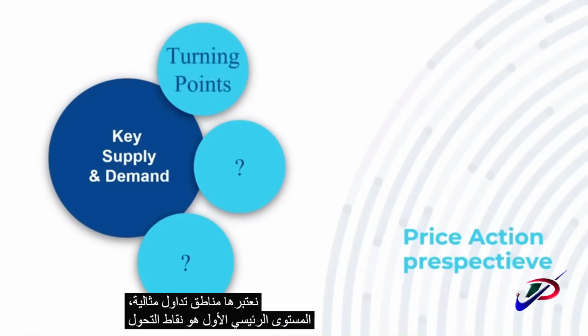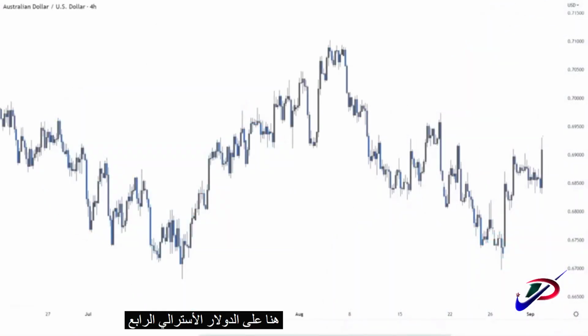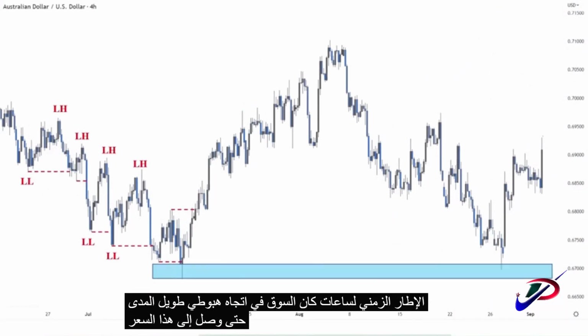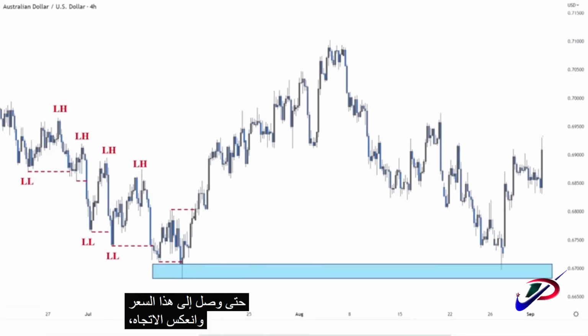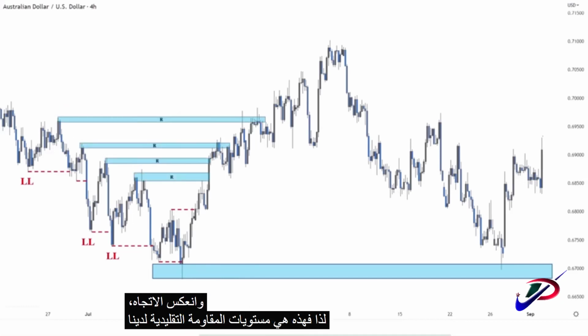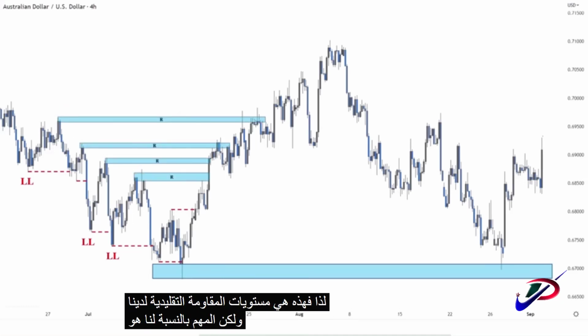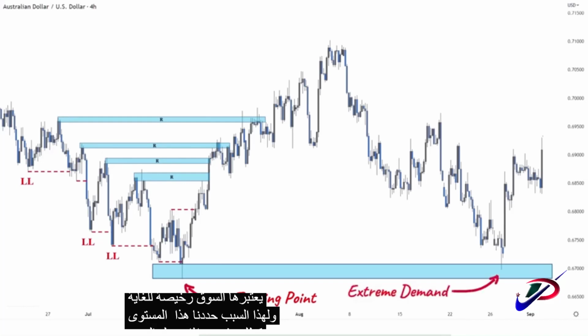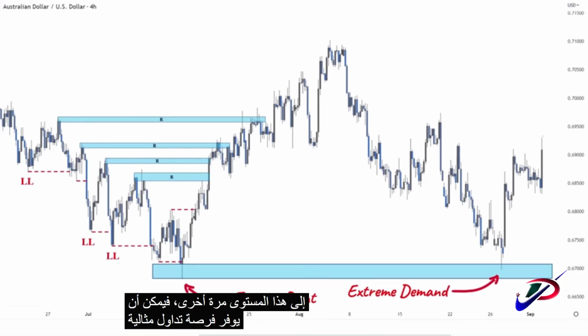The first key level is the turning points. Here on the Aussie dollar 4 hours time frame, the market was in a long-term downtrend until it reached this price, and the trend reversed. So these are our traditional resistance levels, but what is important for us is this turning point, which the market considers extremely cheap. That is why we identify this level as extreme demand, and if the price makes it to this level once again, it could provide a perfect trading opportunity.